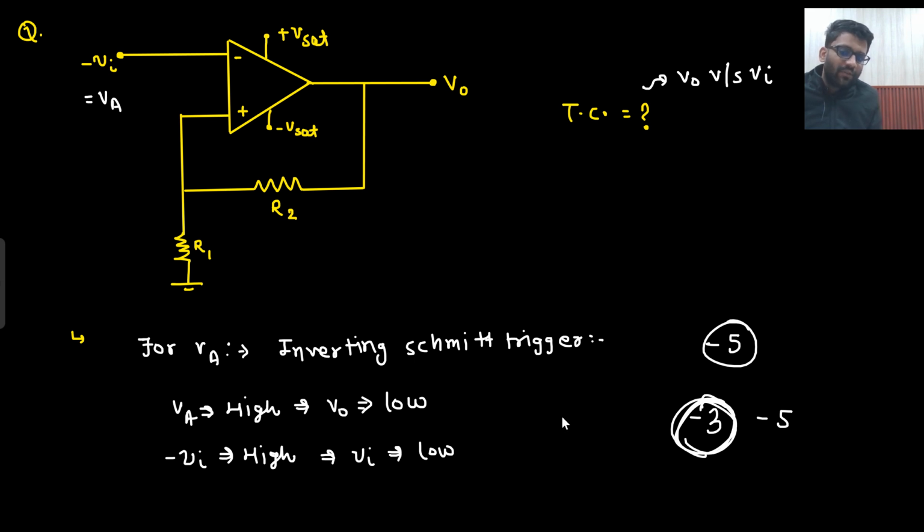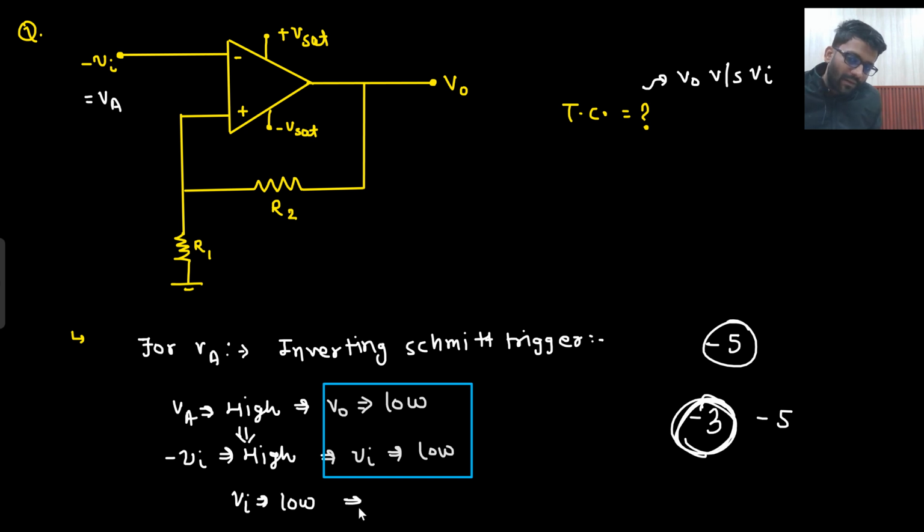So what did you understand from this particular analysis? First I consider if VA is high, then V0 will be low. That I know because it is an inverting Schmitt trigger. So if VA is high, that means minus V in is high because VA is equal to minus V in. That means V in is low. So what did you understand from here? That if your V in is low, then your V0 is also low.